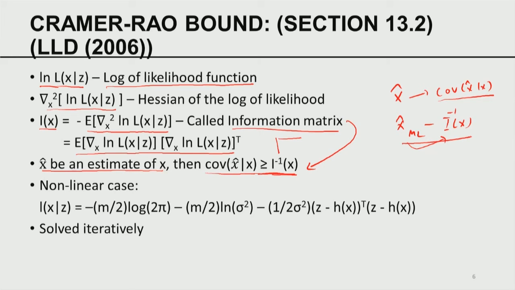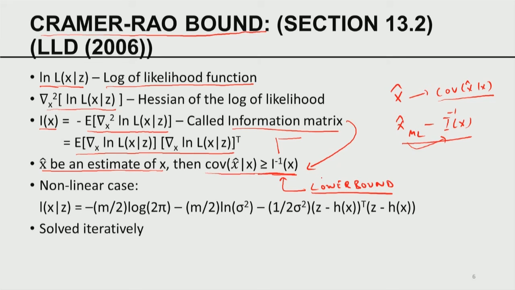One of the fundamental results is that the covariance of any other estimate is greater than or equal to the covariance of the maximum likelihood estimate. This inequality is called the Cramer-Rao inequality or Cramer-Rao bound. What is the bound? The covariance of the maximum likelihood estimate is the lower bound on the covariance of any other estimate. So this is the lower bound. That's the least value. And this bound is attained by the maximum likelihood estimate.